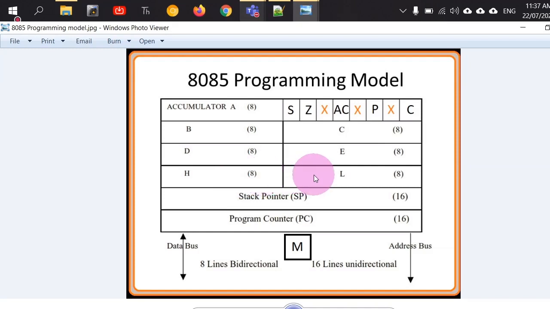HL register M pair. M register, very nice. So with the M register, it can be used as a pointer.